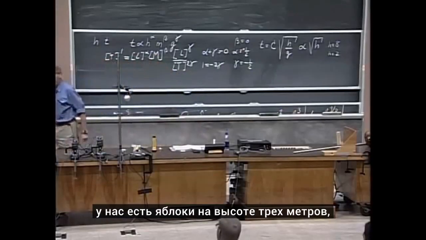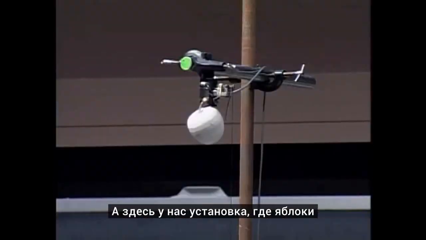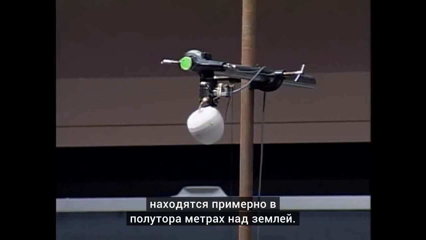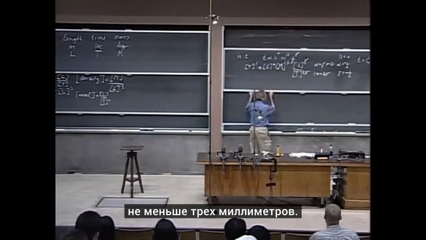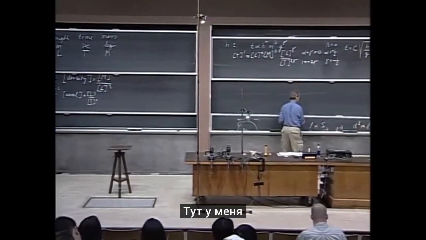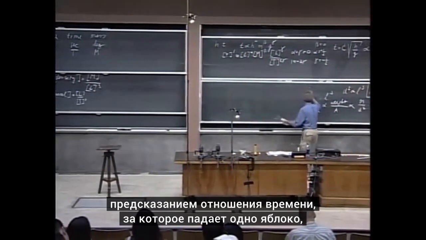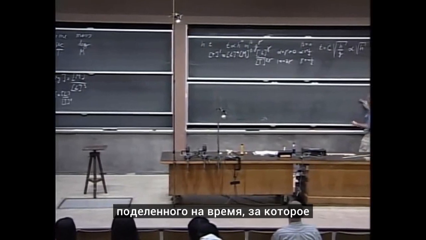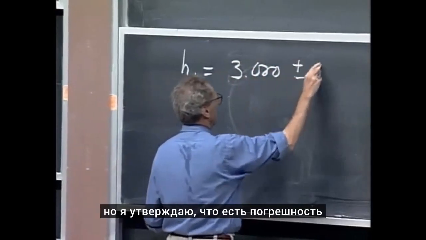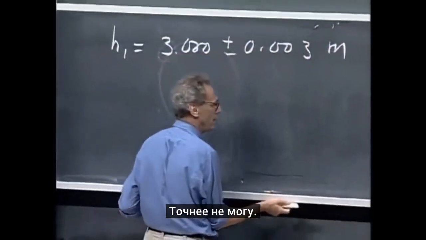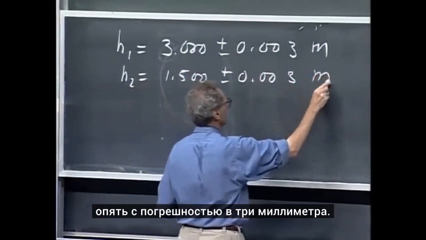We have a setup here. We have an apple there at a height of 3 meters. We know the height to an accuracy of about 3 millimeters, no better. And here we have a setup whereby the apple is about 1.5 meters above the ground, and we know that also to an accuracy of no better than about 3 millimeters. So let's set this up. I have here something that's going to be a prediction of the time that it takes for one apple to fall divided by the time that it takes for the other apple to fall. H1 is 3 meters, but I claim there is an uncertainty of about 3 millimeters. Can't do any better. And H2 equals 1.5 meters, again with an uncertainty of about 3 millimeters.